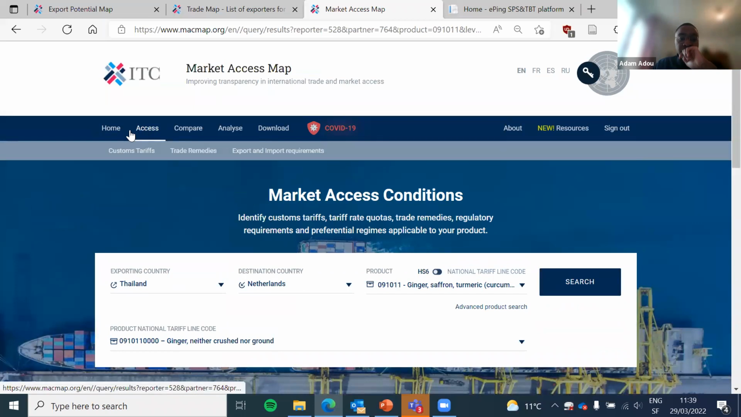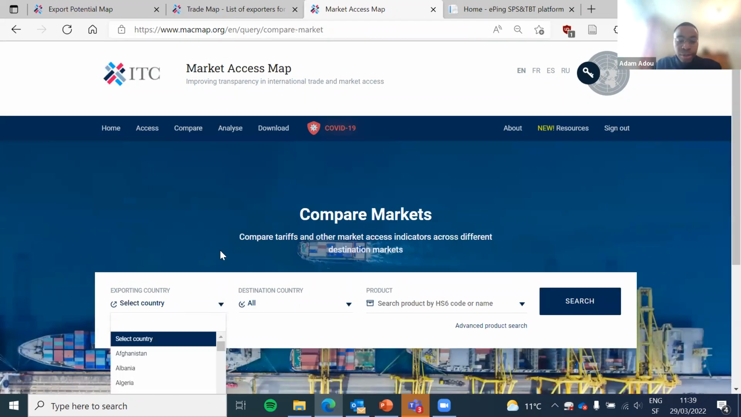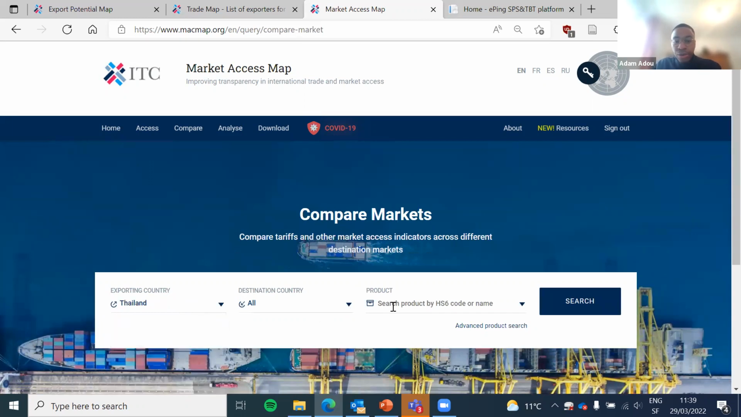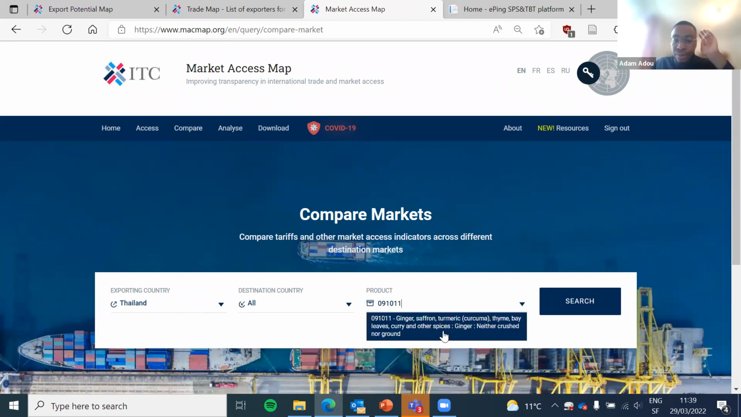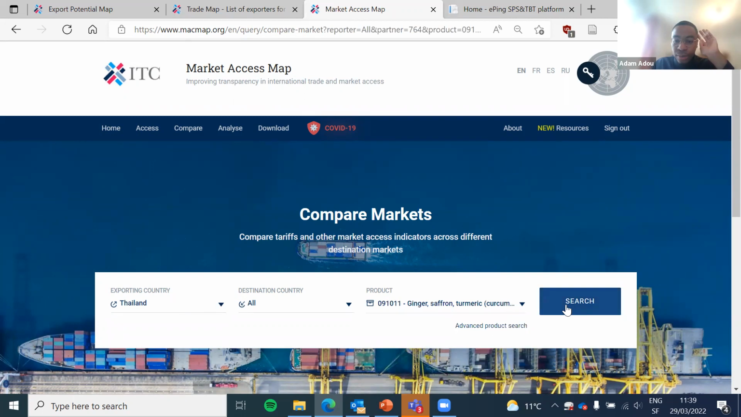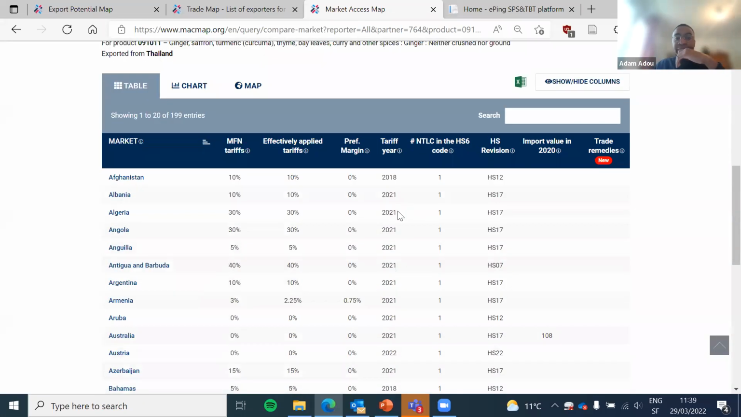Another important module is the compare module. With this module, you will be able to compare the different markets in terms of access when you're exporting your product, so from Thailand to the world, then 11 ginger. Okay, you have a table of comparison here. Thanks to this, for each country in the world, you will have the tariff applied to your product when exporting it to those countries.